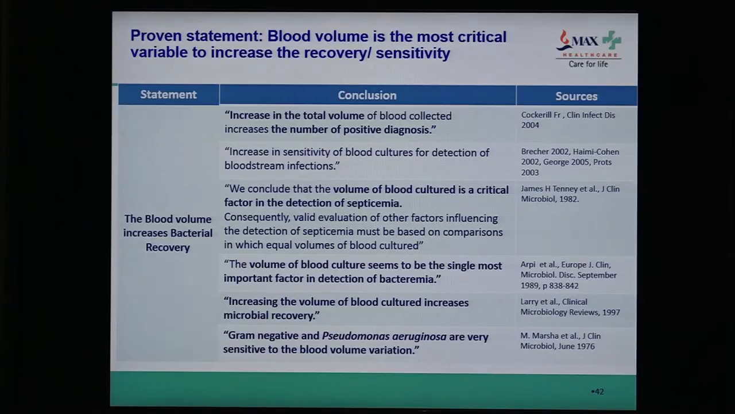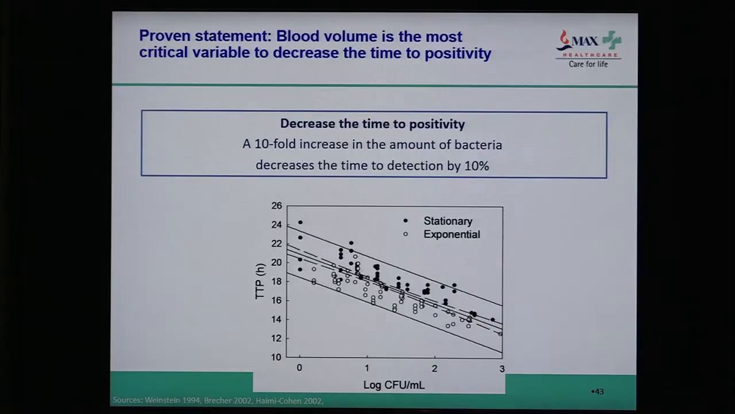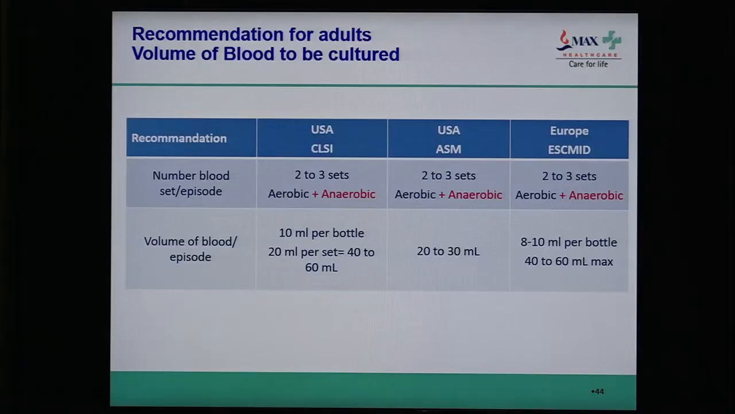Blood volume is the most critical variable in increasing recovery and sensitivity. Increasing the total volume of blood collected increases the number of positive diagnoses. See, a lot of papers say gram negatives and Pseudomonas are very sensitive to blood volume variation. Blood volume is also the most critical variable in decreasing the time to positivity. Yes, if the blood volume is higher, definitely we will get earlier positivity.